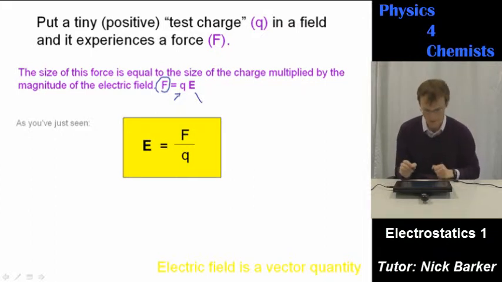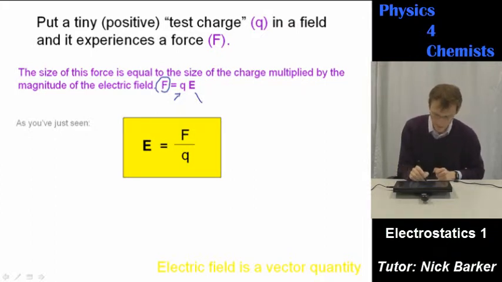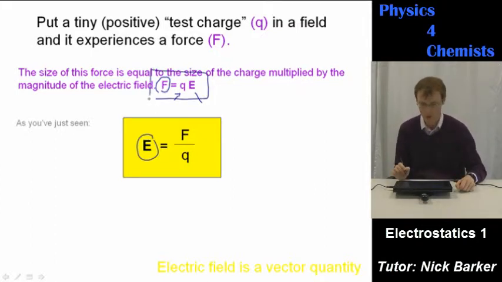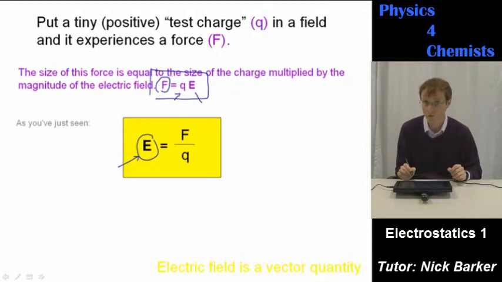And we've just seen that, we've just done that in the last bit, that E is equal to F over Q. That's just that equation there being rearranged. You may notice that we've written E in bold, and that's to show you that it's a vector quantity. It's got both size and direction. More on that later.